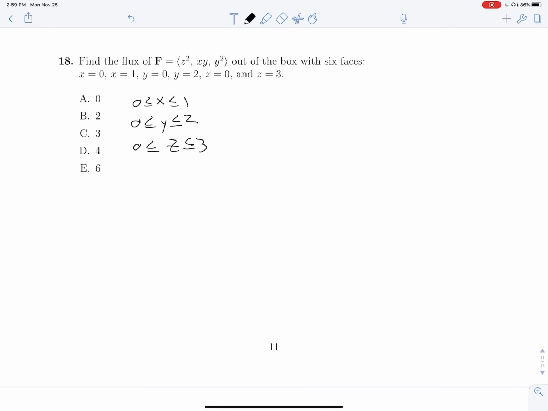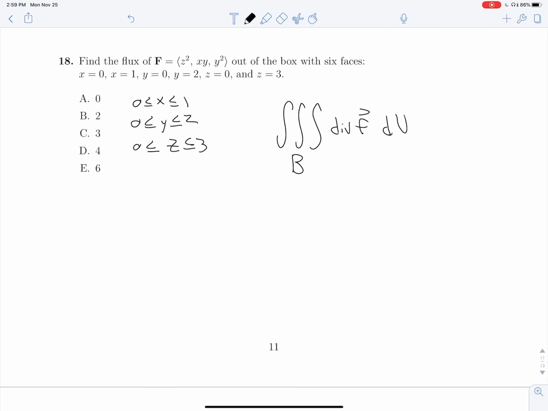We know that we can use the divergence theorem for this because we're in a closed box and we're looking for flux. And so this is going to be equal to the integral over, let's call our box B, B for box, over the region box of the divergence of F dV.